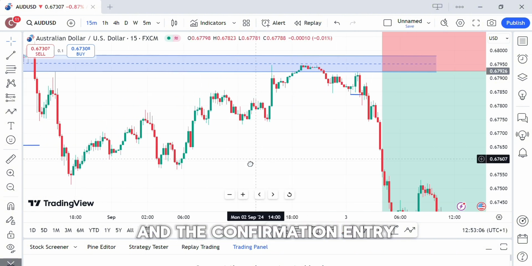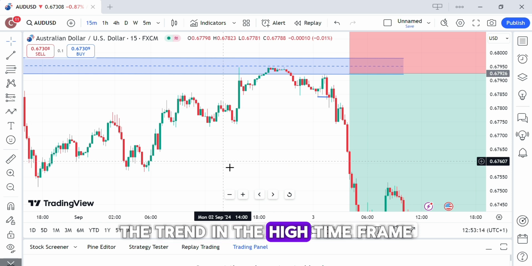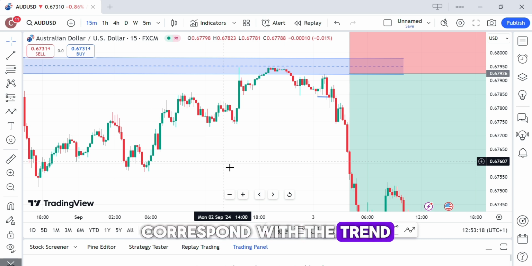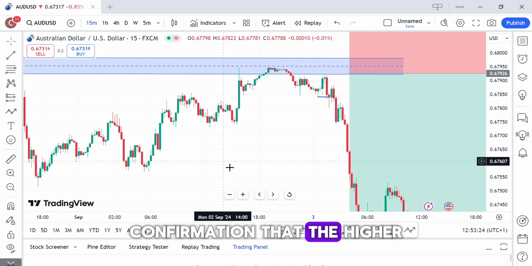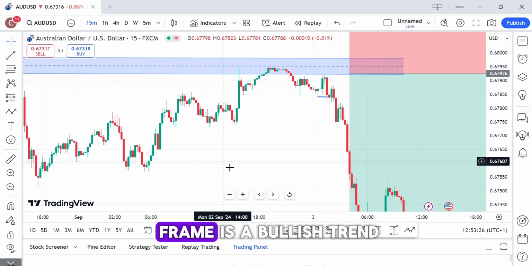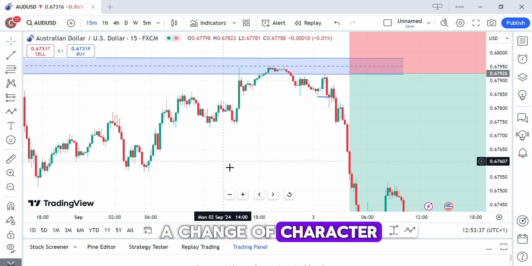And the confirmation entry, the secret to the confirmation entry is that the trend in the higher time frame should correspond with the trend on the lower time frame. When you've seen that confirmation, maybe the higher time frame is a bullish trend, and you scale down to the lower time frame and you confirm the bullish trend, that is your confirmation entry with a change of character. How do you find that? You wait for a change of character, then you enter.